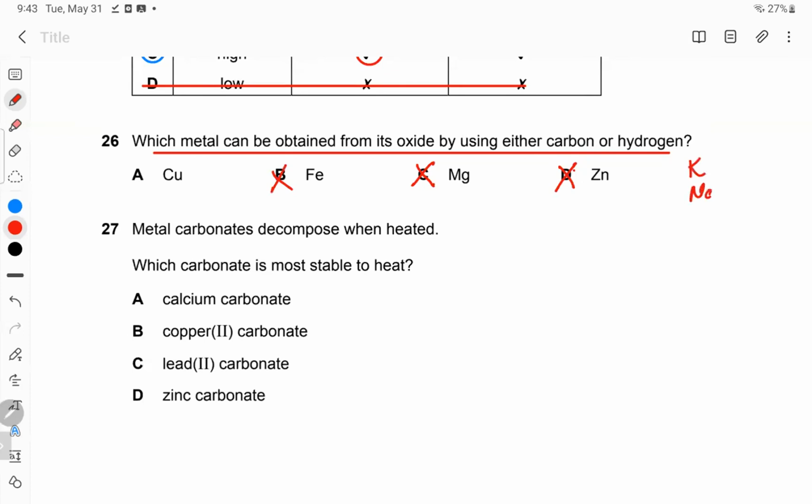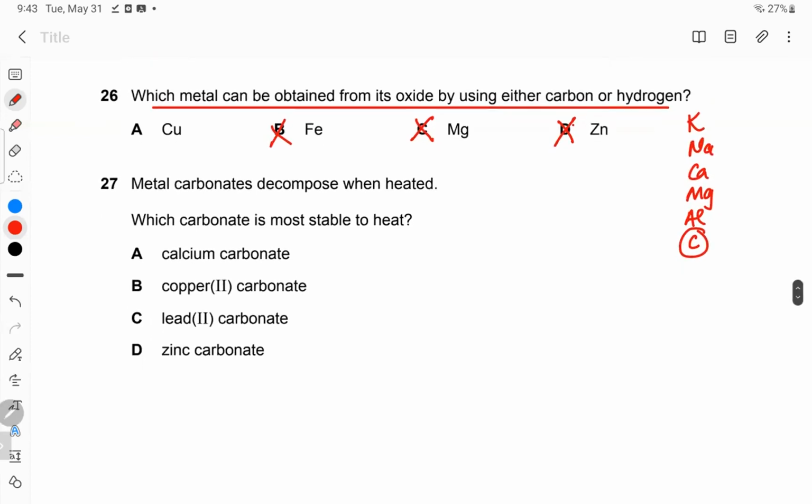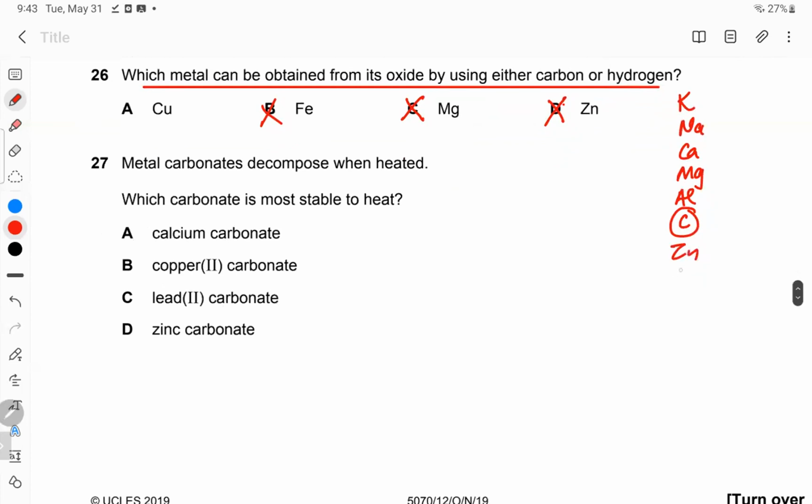First we have potassium, then sodium, then calcium, then magnesium, and there is a place for aluminium, then there is the place of carbon, and after carbon we have zinc, then iron, then lead, then hydrogen, and then copper. So copper is below carbon and below hydrogen both. So that's why it can be obtained from its oxide by using either carbon or hydrogen. So A is my correct answer. Is this clear to everyone? Yes, sir.